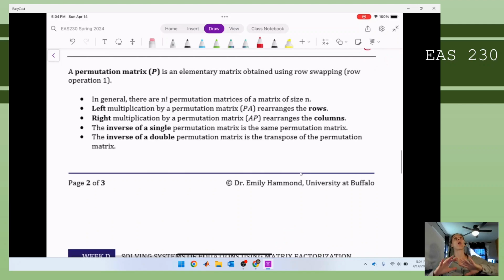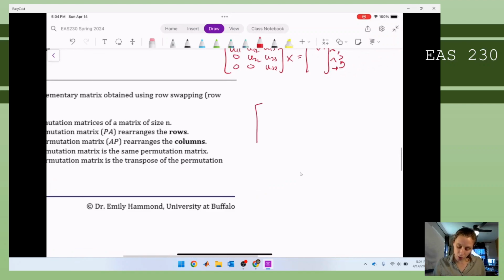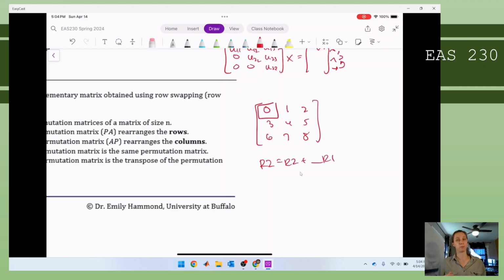Okay, so that works well for a decent amount. But what if A looks like this? My first row operation for LU factorization is R2 equals R2 plus some multiple of row 1. Note, there's a 0 here.